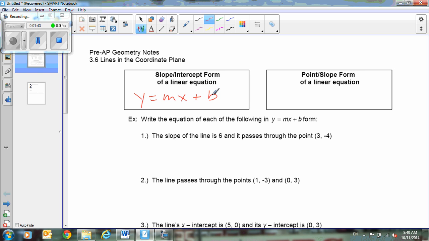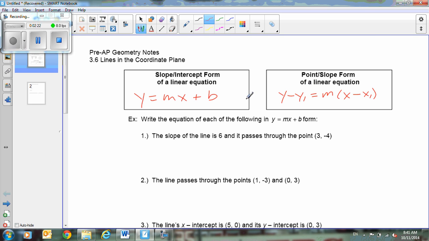All right, the other form of a linear equation that we're going to talk about right now is called point-slope form. The equation looks like this. Y minus y sub 1 is equal to the slope times x minus x sub 1. Remember, x sub 1 and y sub 1 are specific points that lie on the line. These subscripts allow us to differentiate between x and y in general.